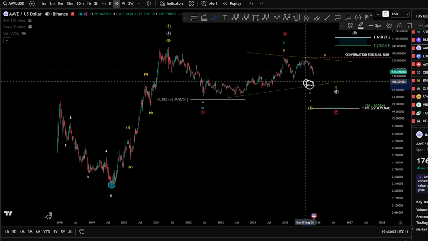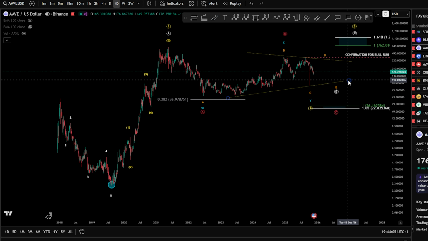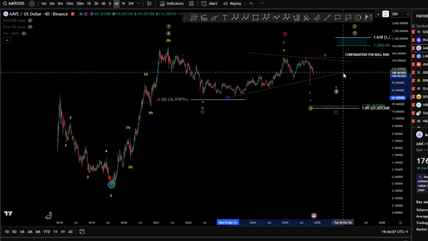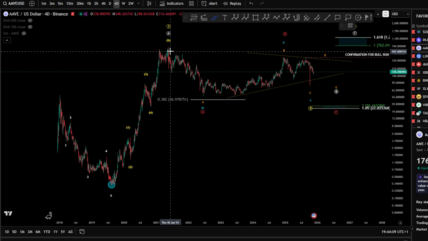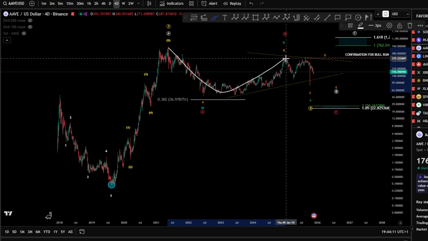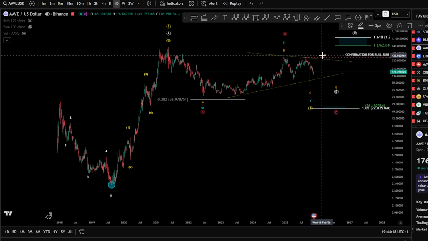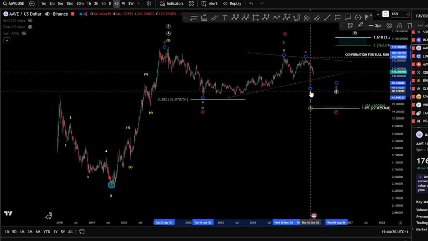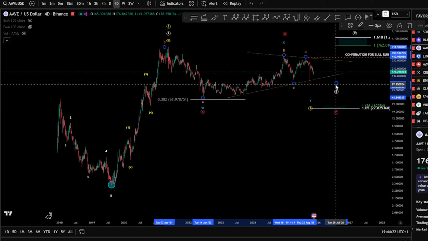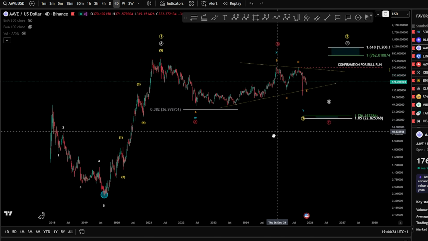Now, if we don't count this wick here, let's say that this wick is finished as a potential bear market or something like this, you can even count an A, B, C, D, and an E here. Potentially it can be finished as a triangle, and we might start to see something for higher as a potential possibility here for Aave.